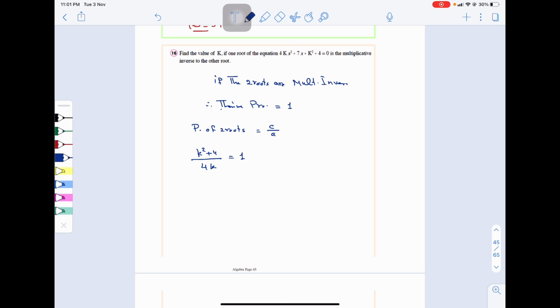By cross multiplication, therefore k squared plus 4 equals 4k. Moving 4k to the other side, so k squared minus 4k plus 4 equals 0. By factorization, this is a perfect square: k minus 2 all to the power 2 equals 0, so k minus 2 equals 0, so k equals 2.